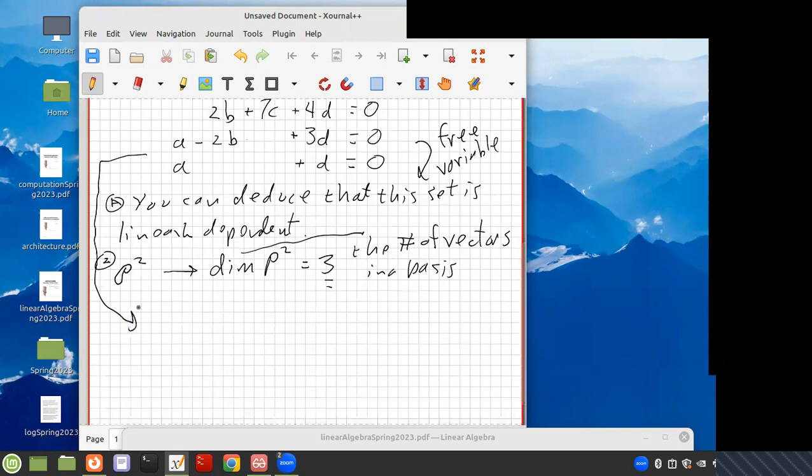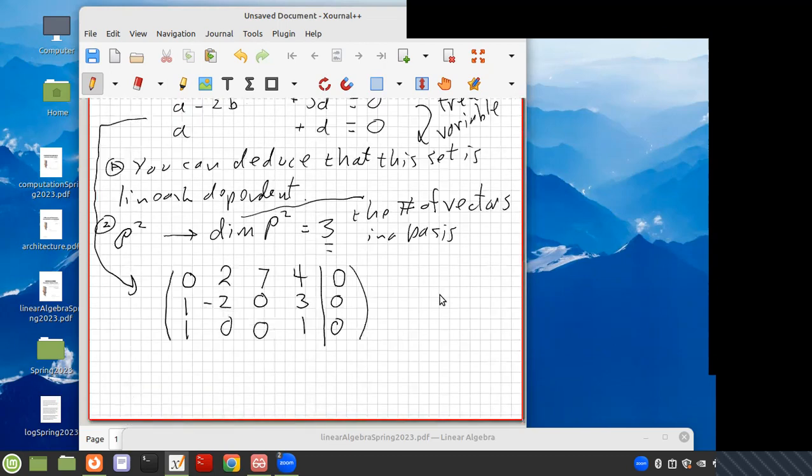To do that, let's write down the augmented matrix. 0, 2, 7, 4, 0; 1, -2, 0, 3, 0; and 1, 0, 0, 1, 0. Okay, there's the augmented matrix for the system, if I've got all the numbers done correctly. This is the a column, the b column, the c column, and the d column.